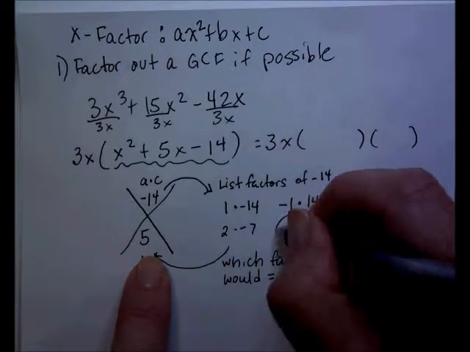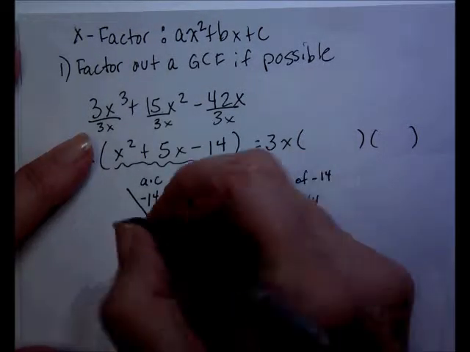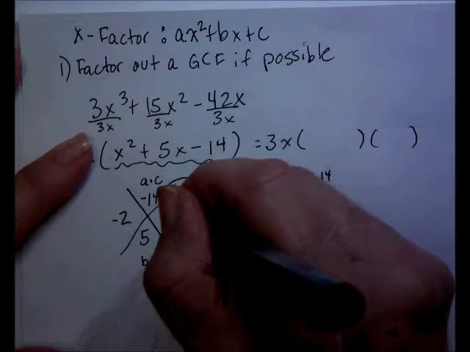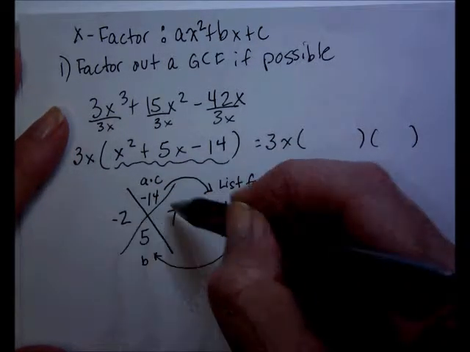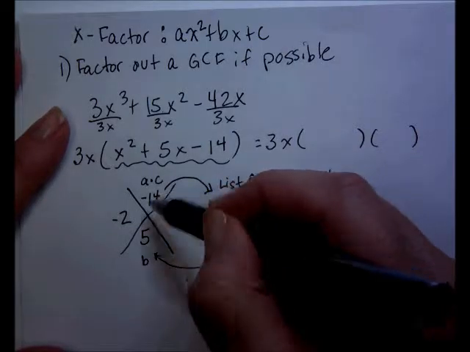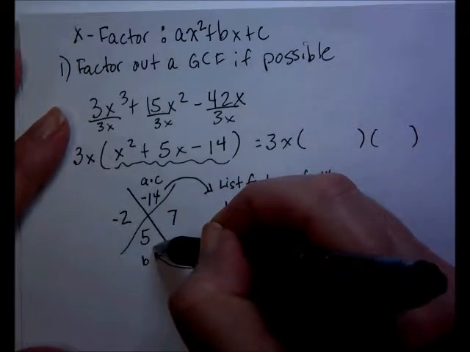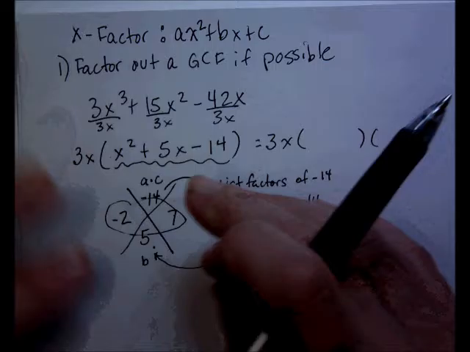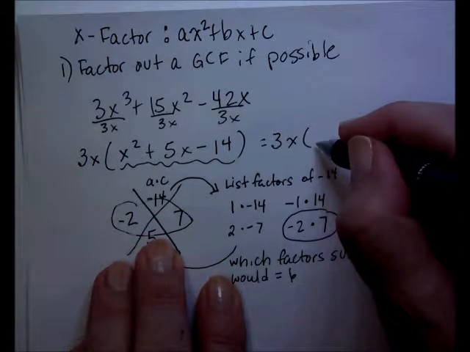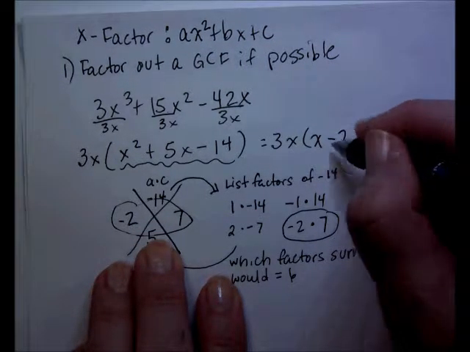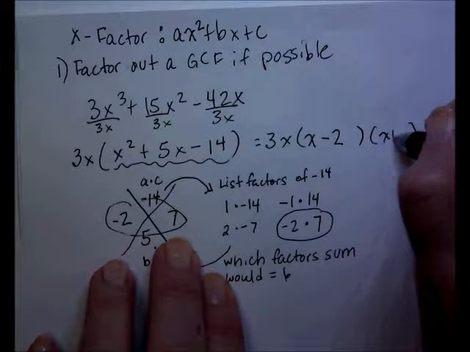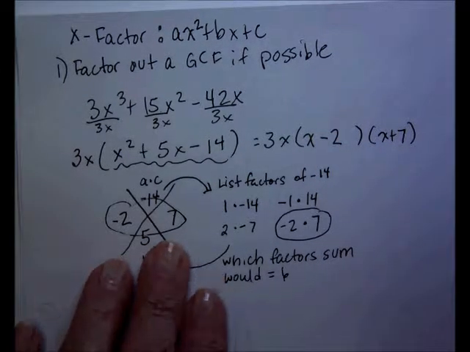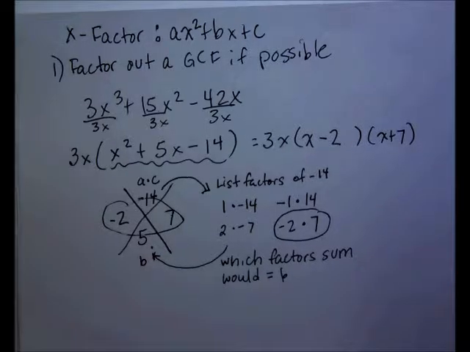So it ends up being this. And so I put this negative 2 and positive 7, and that's what you're leaving. So these are my factors that multiply together to be negative 14, and add up to be 5. So these two are my answers that I put with my x's in my parentheses. So x minus 2 and then x plus 7. And it works almost every time.